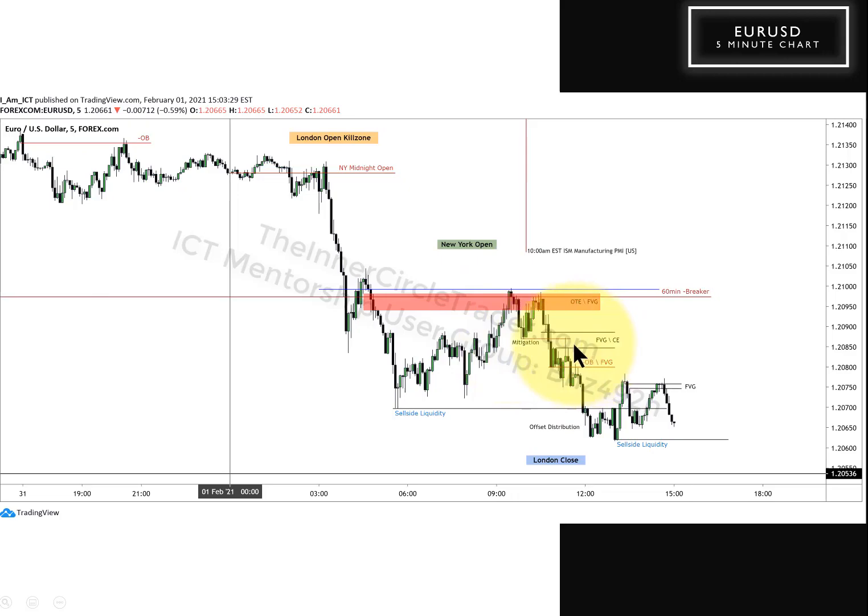Consequent encroachment is the midpoint of a gap. Okay, so right there's a perfect little entry. I think it probably went like 1 pipette above. I know I'm not perfect. And then it sells off. We have another order block in here.